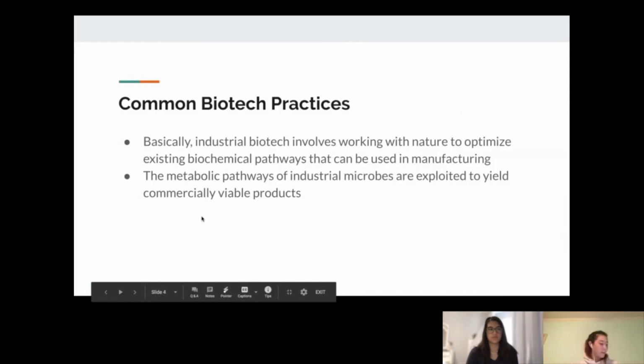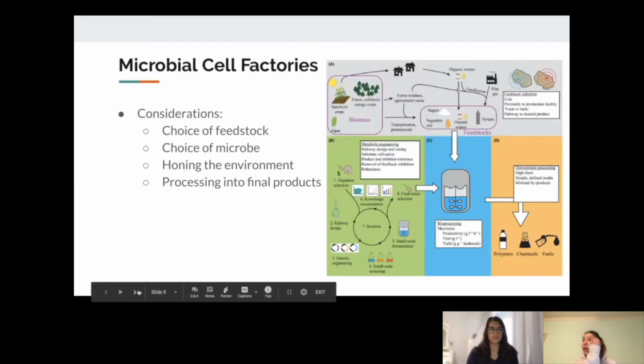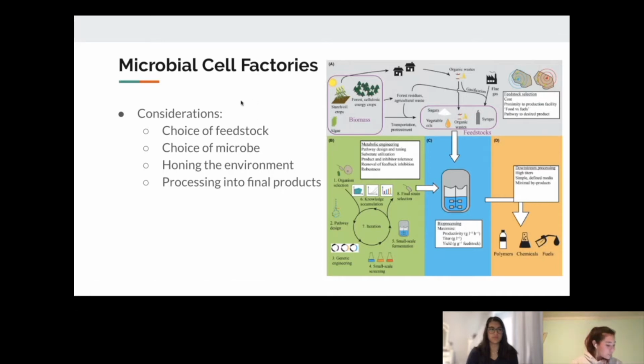Right, so common biotech practices. Basically, industrial biotech involves working with nature to optimize the existing biochemical pathways that can be used in manufacturing. The metabolic pathways of industrial microbes are exploited to yield commercially viable products. So the main powerhouse when we're talking about industrial biotech is something called microbial cell factories. These cell factories are provided with a source of energy called a feedstock and are grown in large quantities to produce a high yield of a desired product.